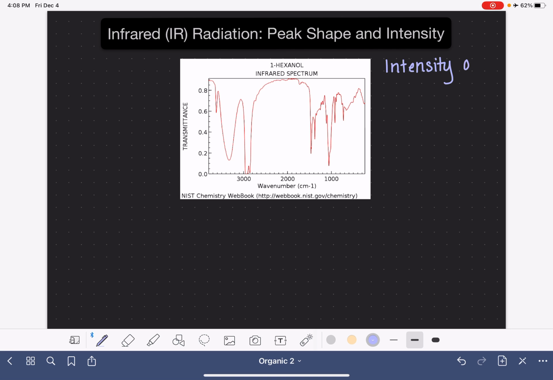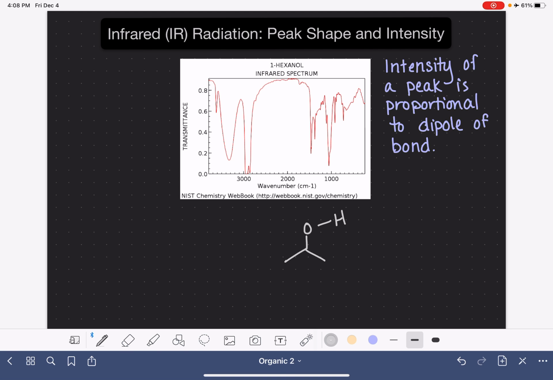The intensity or the strength of a peak is directly proportional to the strength of its dipole. The intensity of a peak is proportional to the dipole of the bond. So a bond that has a very strong dipole is also going to have a very strong peak. For example, the oxygen-hydrogen bond has a very strong dipole, a big difference in electronegativity between the oxygen atom and the hydrogen atom. And that means that the oxygen-hydrogen peak is going to be a very strong peak in the IR spectrum. And in fact, this is the oxygen-hydrogen peak right here. So we can see that it is very strong.